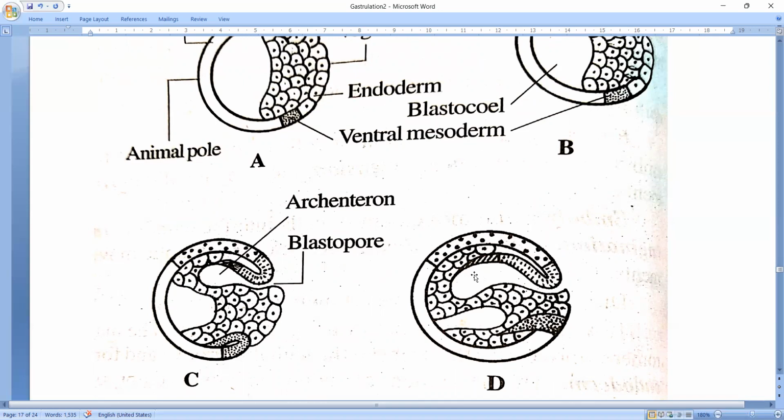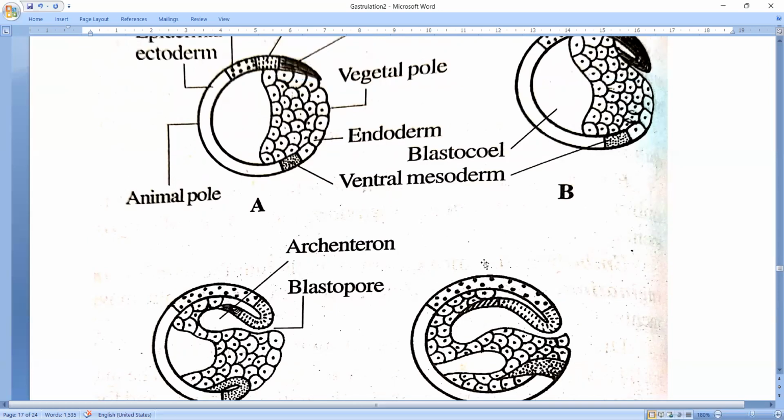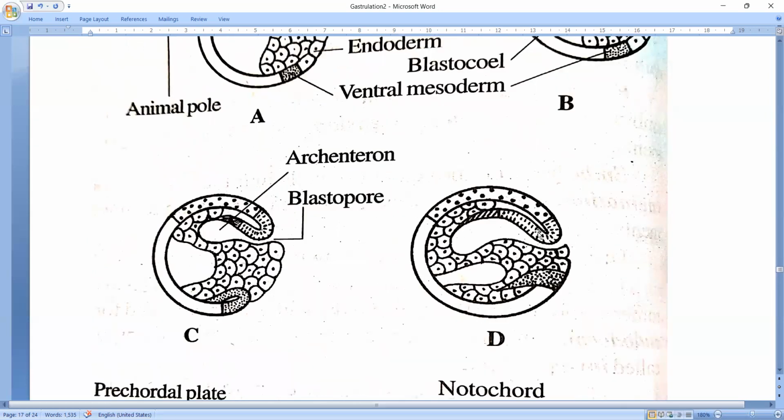So, the archenteron. Here, this is due to extension of the neuroectoderm. The major part of the dorsal side is covered by neuroectoderm, and you can see this is the precaudal plate, and then this is the notochord. So gradually the cells are being invaginated.